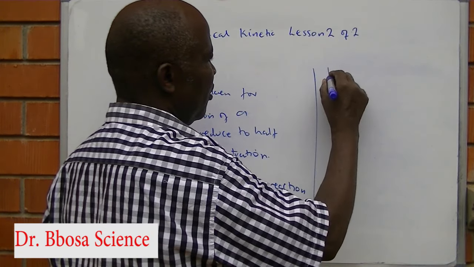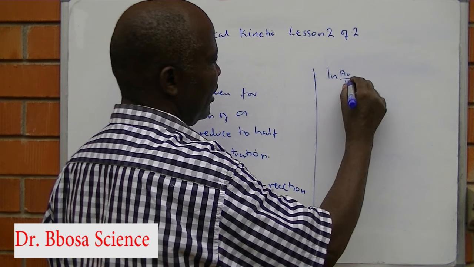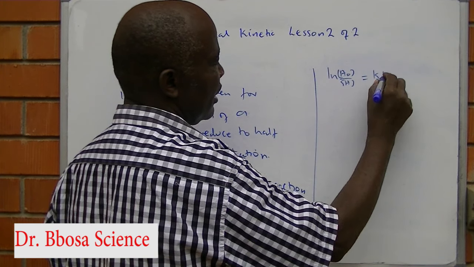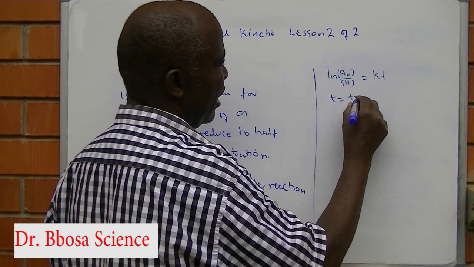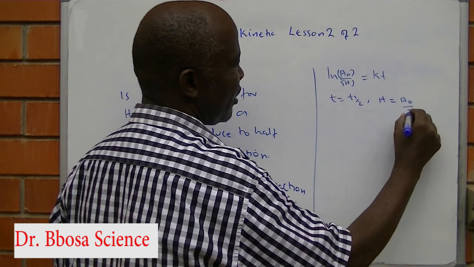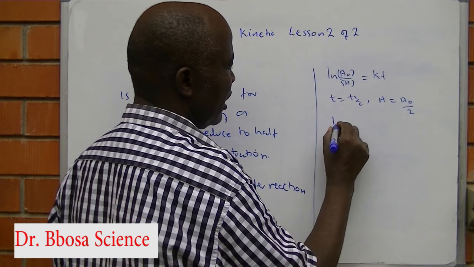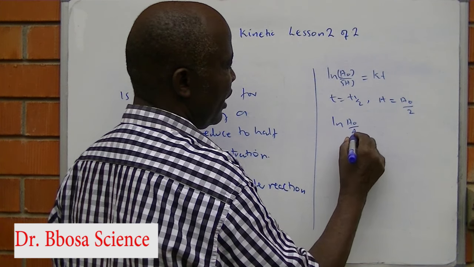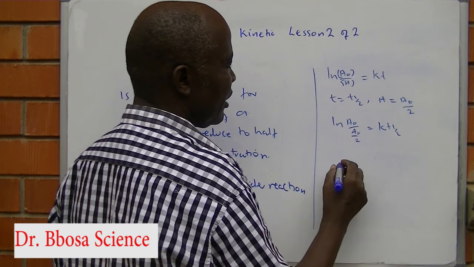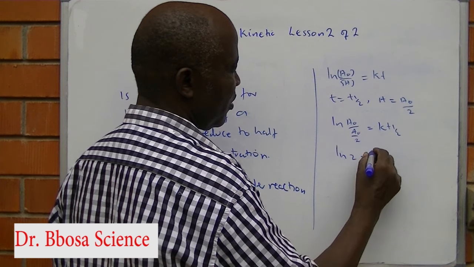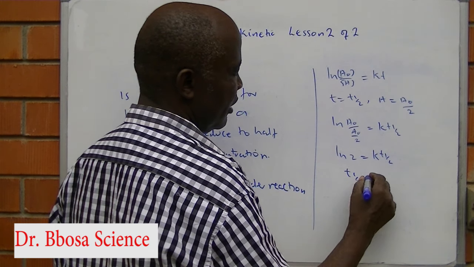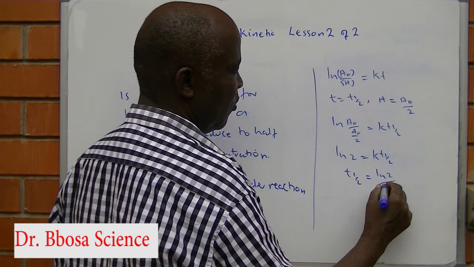From the integrated rate law, where we have natural log of the initial concentration A naught over A equal to kt, at t equal to t half, which is the half-life, then A is equal to A naught over 2. When we substitute, natural log of A naught over A naught over 2 is equal to k t half. Then we can conclude that natural log of 2 will be equal to k t half. Then t half is equal to natural log of 2 over k.